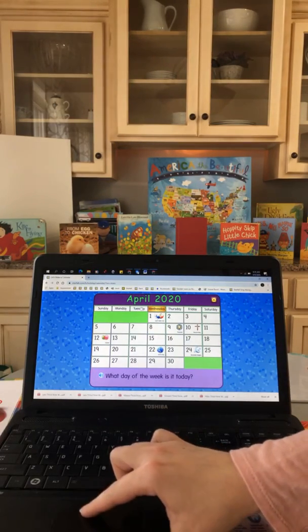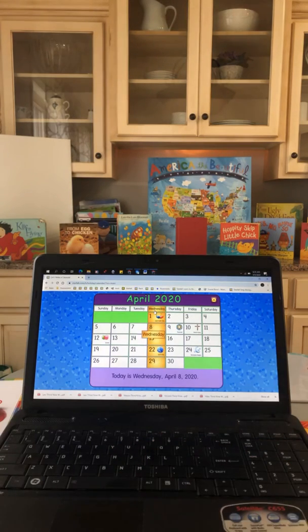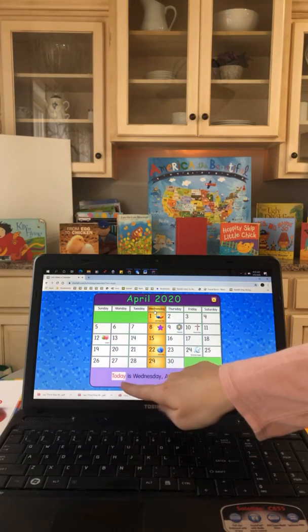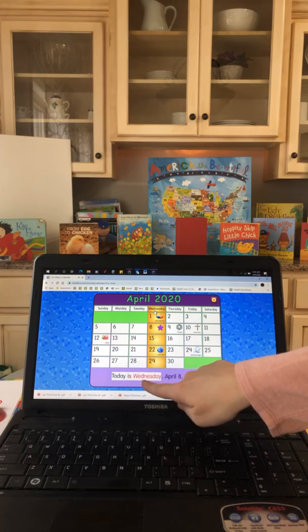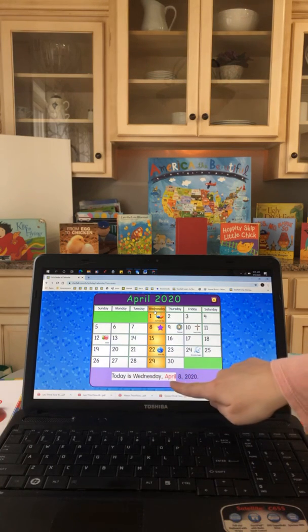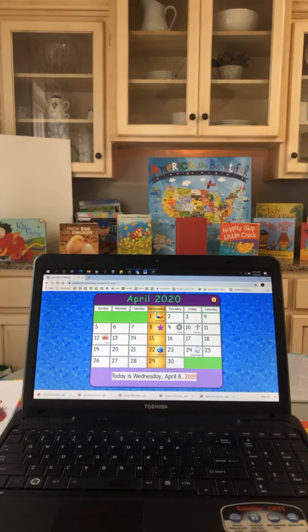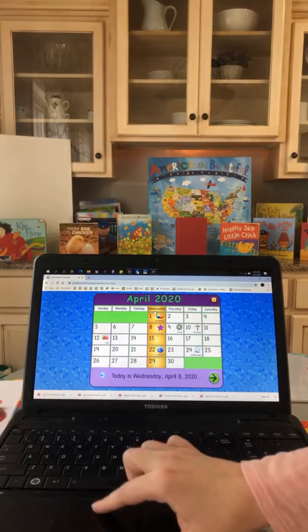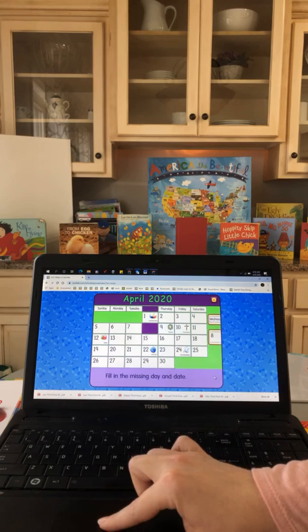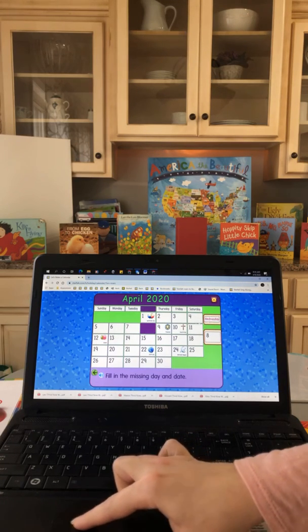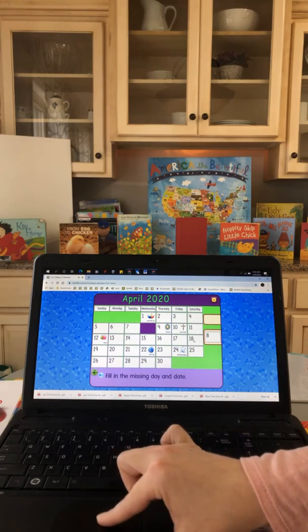We're ready to read our sentence at the bottom. Great job. Today is Wednesday, April 8th, 2020. Let's move our Wednesday and our 8.